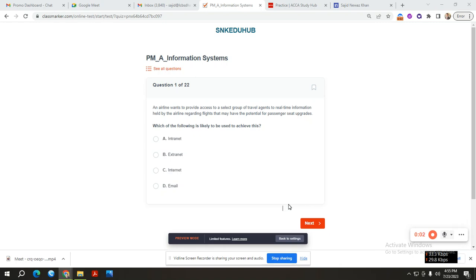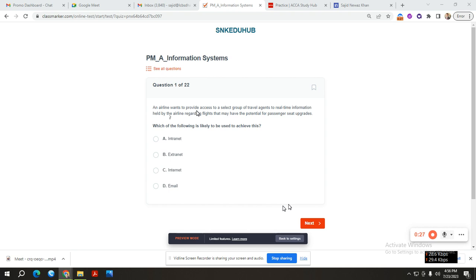So let's look at these MCQs and how they are done. This is from information systems. Let's look at question one. An airline wants to provide access to a select group of travel agents to real-time information held by the airline regarding flights that maybe have the potential for passengers to or seat upgrades. Which of the following is likely used to achieve this?